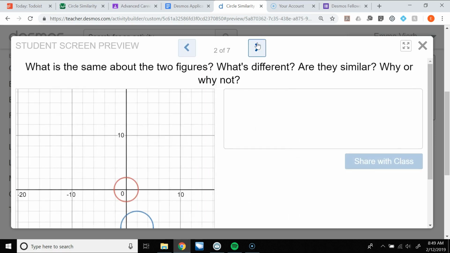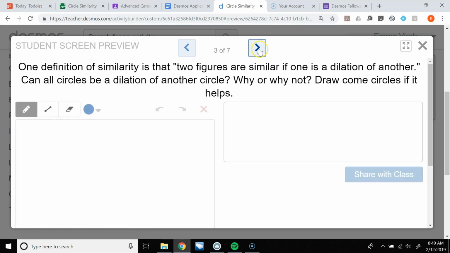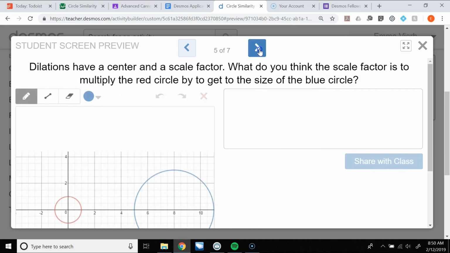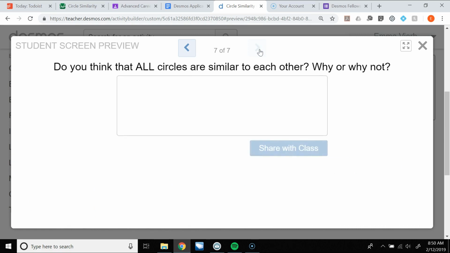Then, my students are going to compare and contrast a couple of circles. They're going to make the connection that one way to think about similarity is through the transformation of a dilation. And they're going to translate and dilate a couple of circles so that one circle lands perfectly on the other. They're going to end this warm-up activity by answering the question, do you think that all circles are similar to each other? Why or why not? So, there's an open activity.